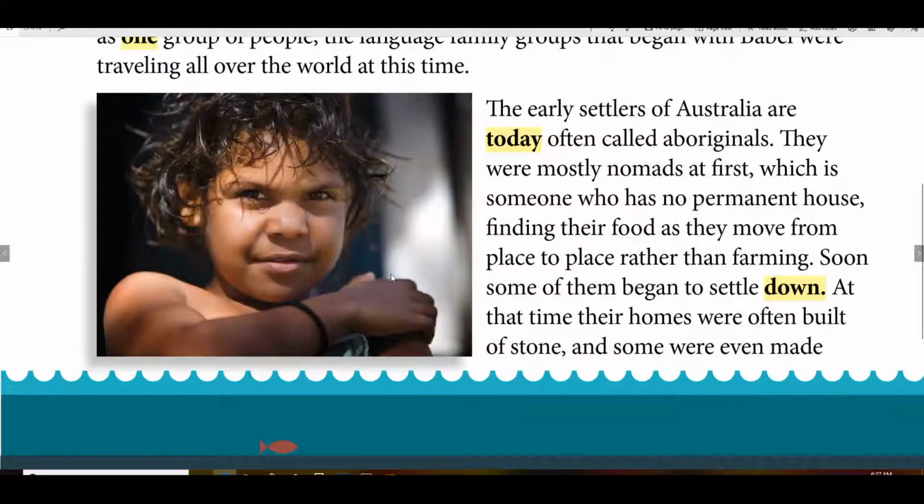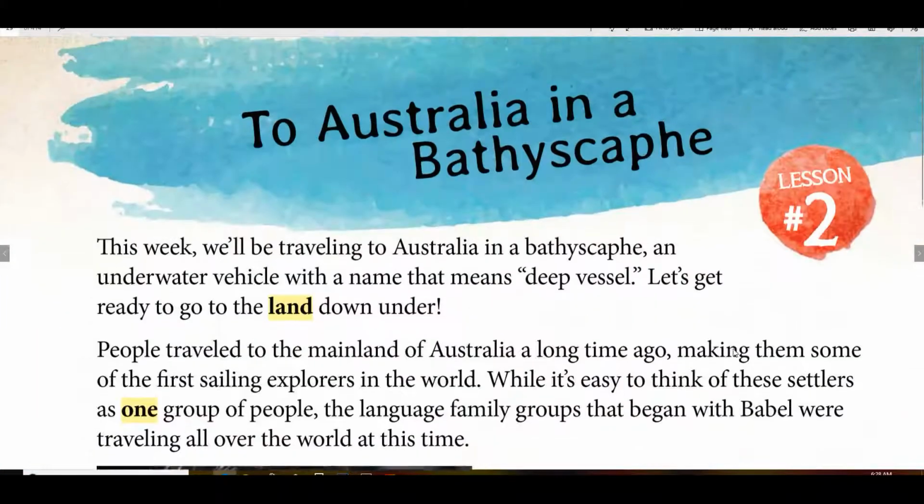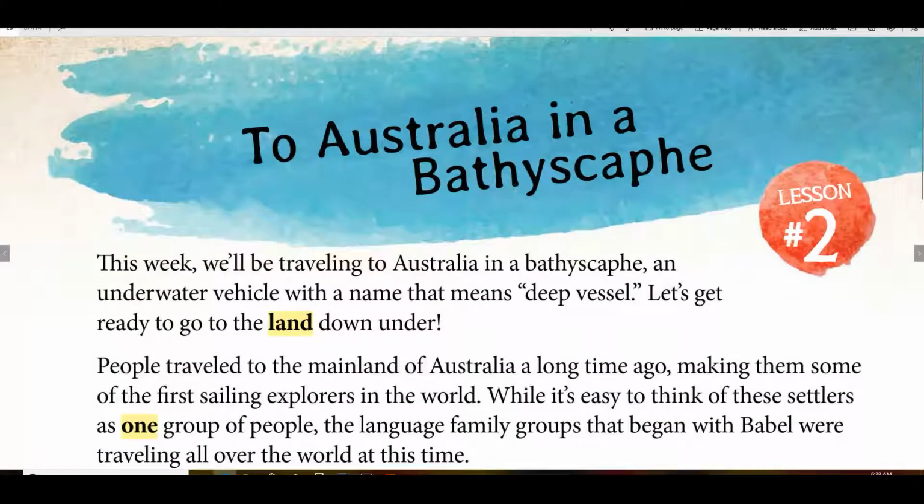Do you see this little person? And you see this down below on page 29. All right, do you know what this is? It's under the sea, maybe a submarine. Well, this particular one is not called a submarine, it's called a bathyscaphe. This PH right here sounds like an F. Can you say it? Bathyscaphe.